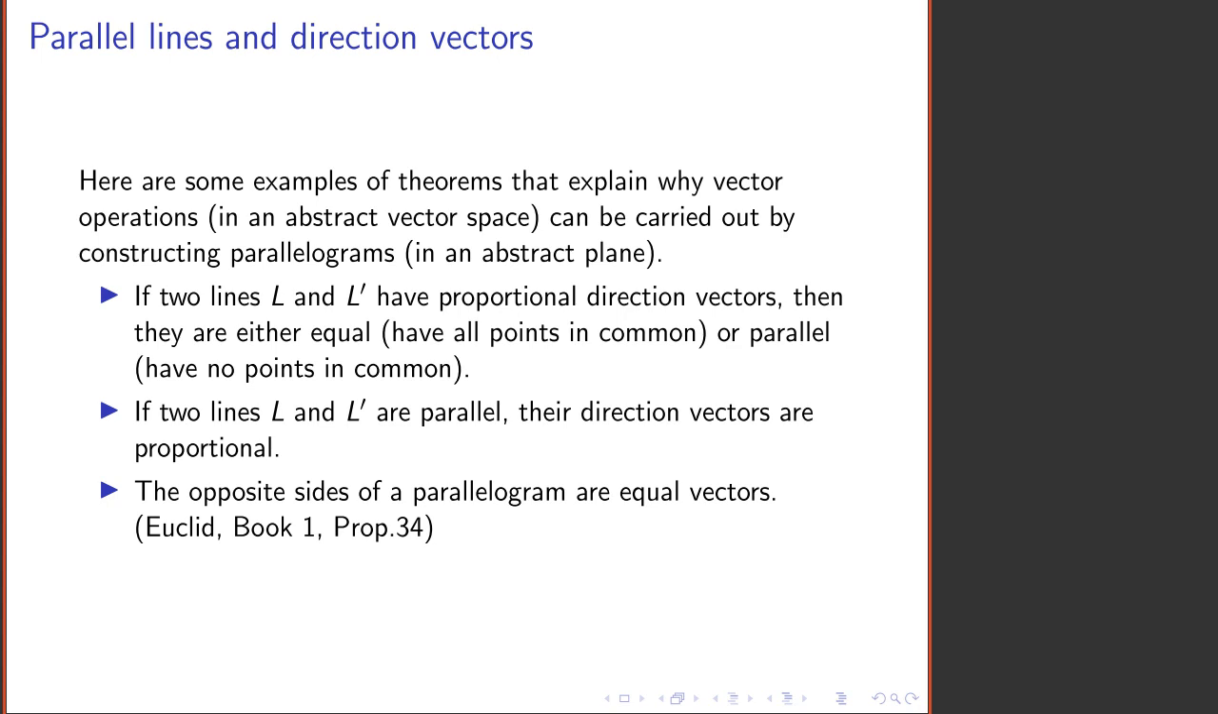The converse of this result is also true and easy to prove. If you have two parallel lines, in the sense that they don't meet, then their direction vectors have to be proportional. And finally, if you draw a parallelogram, the opposite sides of a parallelogram are equal vectors. This is in fact proved in Euclid. It's Book 1, Proposition 34.